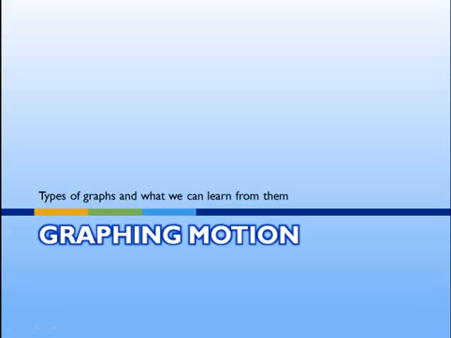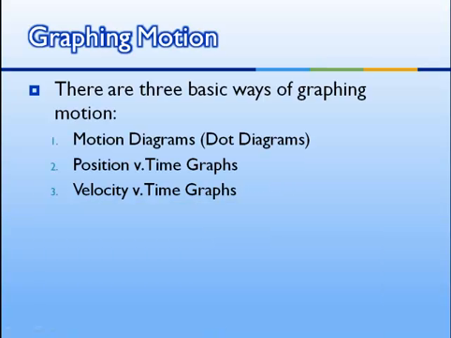Hello. Today we're going to talk about different types of graphs and what we might be able to learn from them. In our class, we're going to learn three basic ways of graphing motion. The first is a dot diagram, and the other two types are position or velocity versus time graphs.